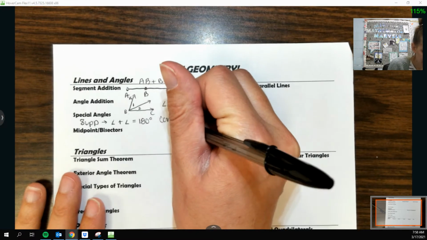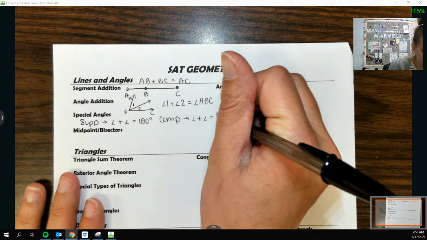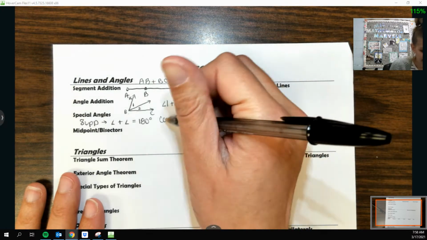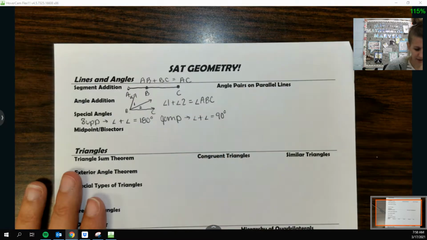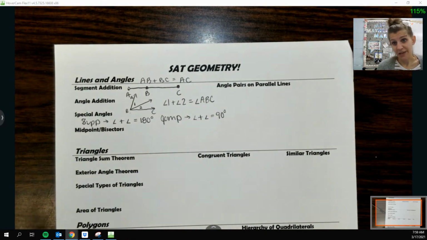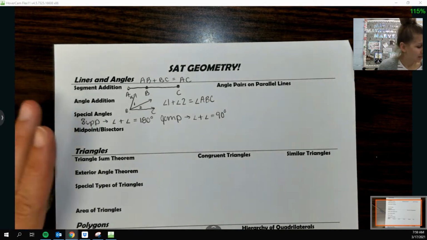Complementary, the other one, are angles that add up to equal 90 degrees. And I guess the way to remember here is you can take the C and kind of drop it down and you get 90 right there. I thought that was kind of cute. Helped me remember. And I've just been doing it for so long, I remember now too.